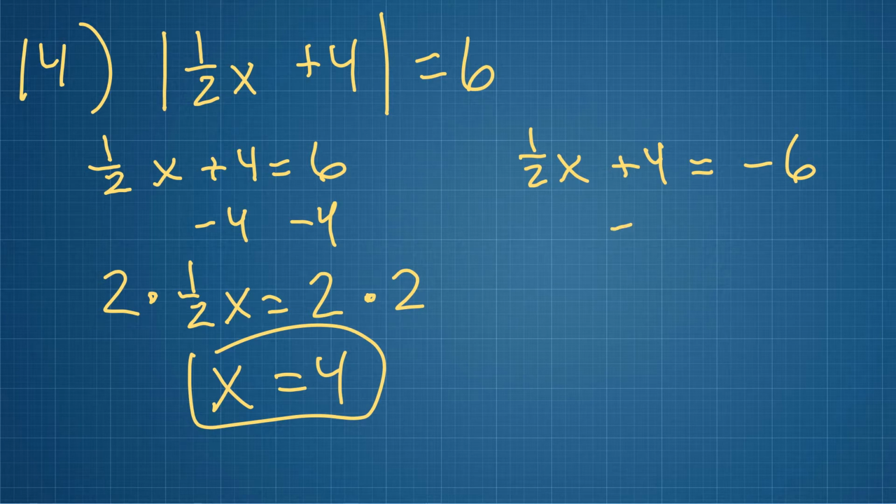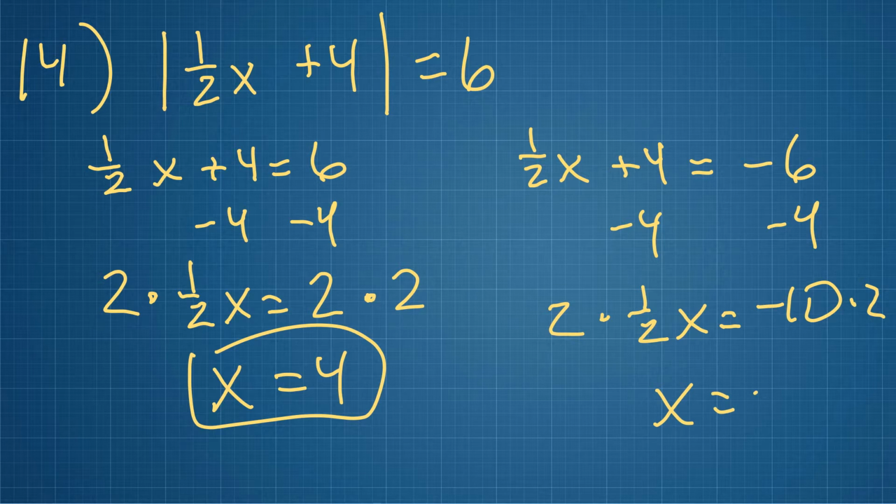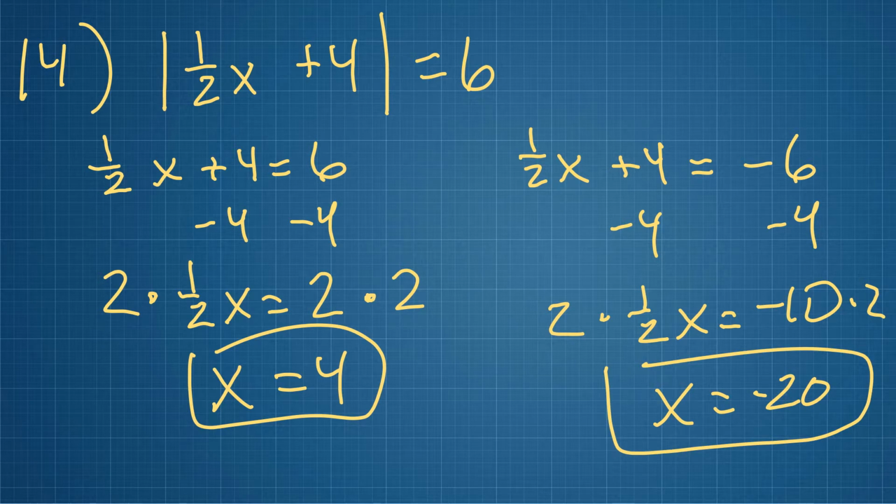There's my first answer. Look, same exact concept. I'm minus 4 from both sides. I get 1/2 x equals negative 10. Multiply both sides by 2. I get x equals negative 20. There's my second answer. And that's it for 14.